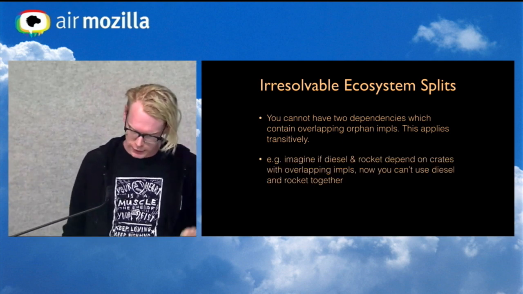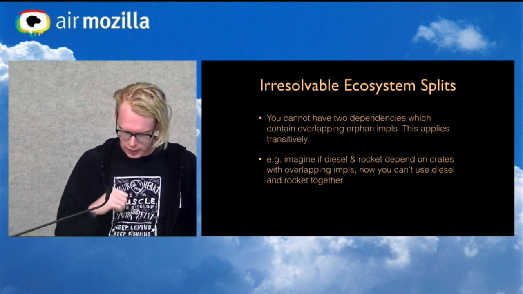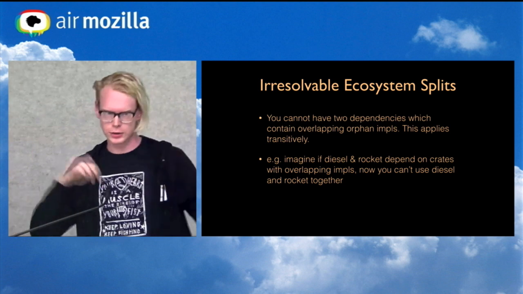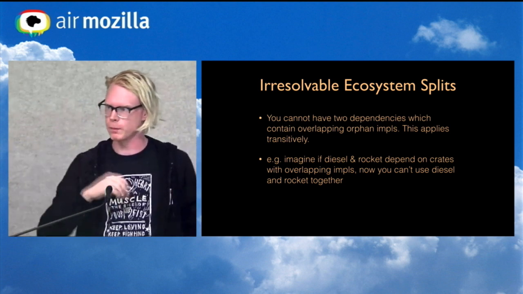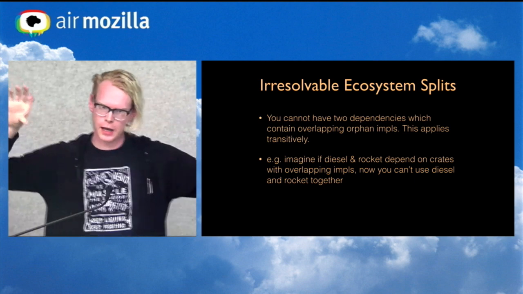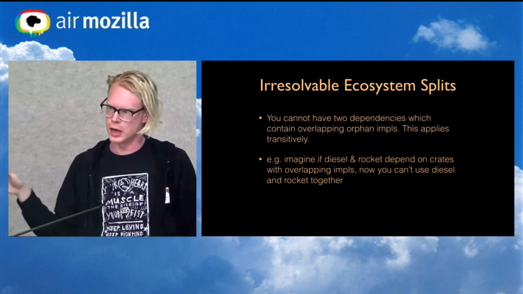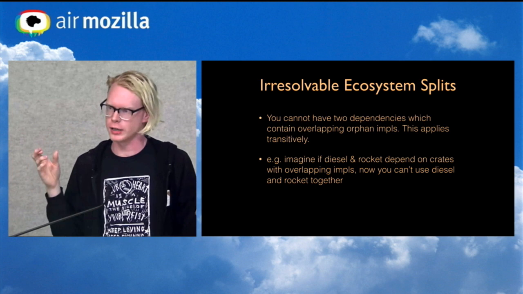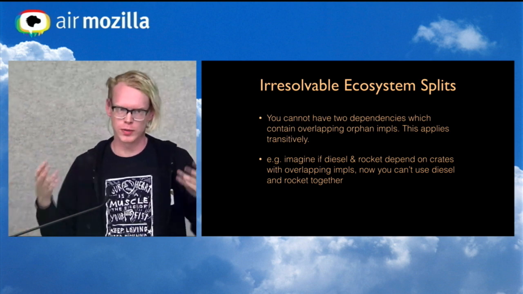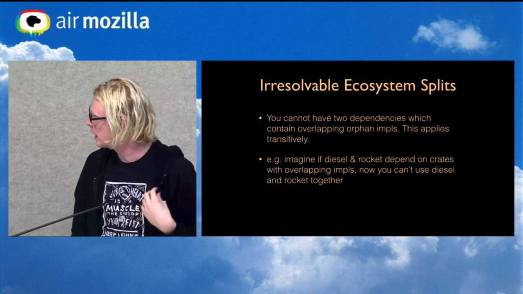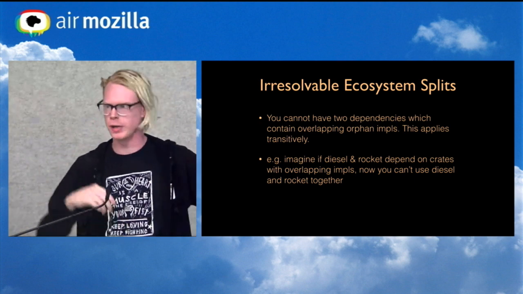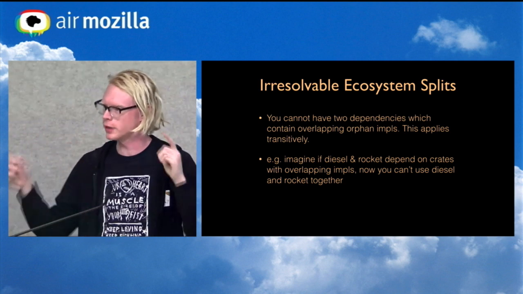And so you can imagine if Diesel and Rocket, so Rocket's like a web framework and Diesel is like an ORM, if they had dependencies that had overlapping impls, you wouldn't be able to use Diesel and Rocket together. And that would be really frustrating for anyone who's trying to do web development in Rust probably. And this kind of seems a little like a far-fetched scenario, right? Because both of them have to have the same orphan impl.